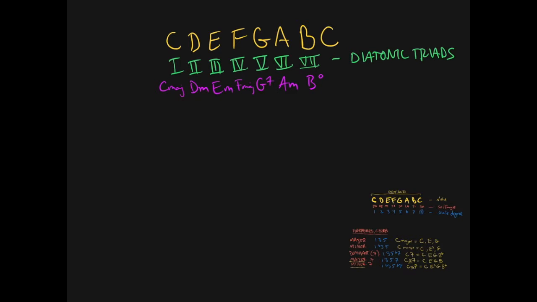The harmonies go C major, D minor, E minor, F major, G7 or G dominant, A minor, and B diminished. The little circle that looks like a degree symbol is the symbol for diminished. That's another type of harmony, which we'll get into in another video.